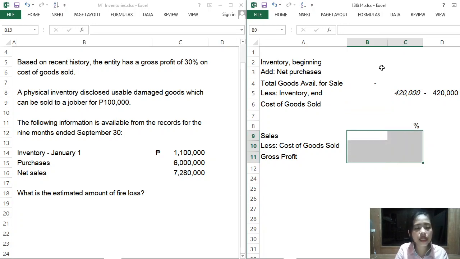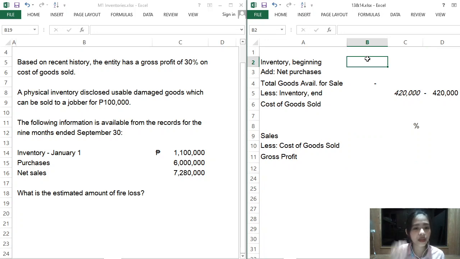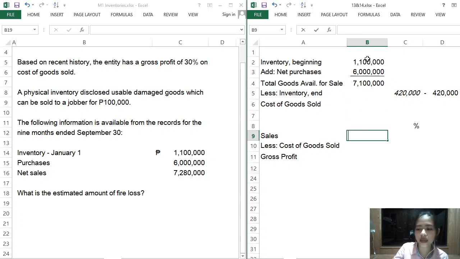A physical inventory disclosed usable damaged goods which can be sold to a jobber for 100,000. The following information is available from the records for the 9 months ended September 30. So, I think nasunugan yung company ng September 30. Okay. We have inventory of January 1. So, that is going to be our inventory beginning of 1/1. And we have purchases of 6 million. Therefore, we have a total goods available for sale of 7.1 and net sales na 7.28.